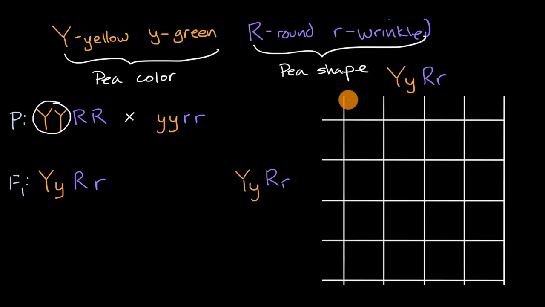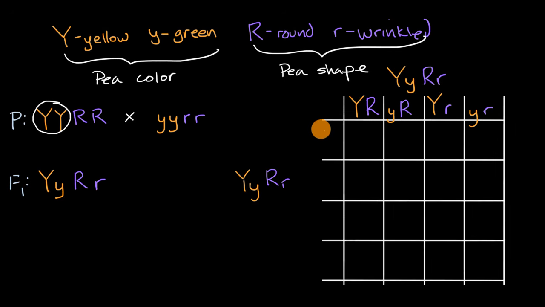So this first parent can contribute a capital Y out of this first gene and a capital R out of the second gene. Or they could contribute the lowercase copy of the first gene and the capital R copy of the second gene, this capital R, the round allele of the second gene. And we could go through every combination here. It could also contribute the yellow allele and the wrinkled allele, or it could contribute the green allele and the wrinkled allele as well. And the same would be true for this other dihybrid, this other parent right over here.